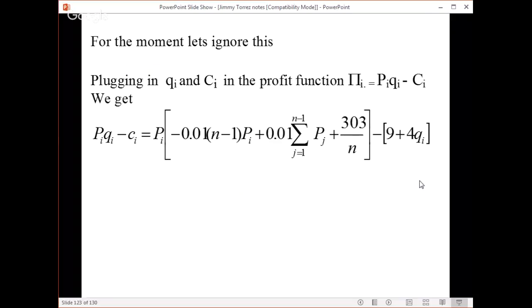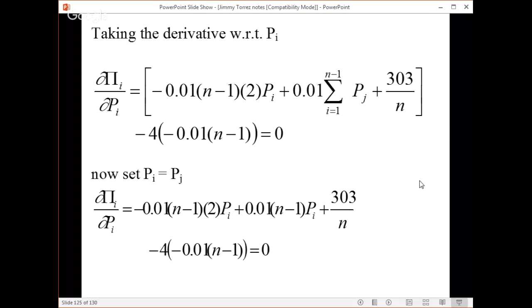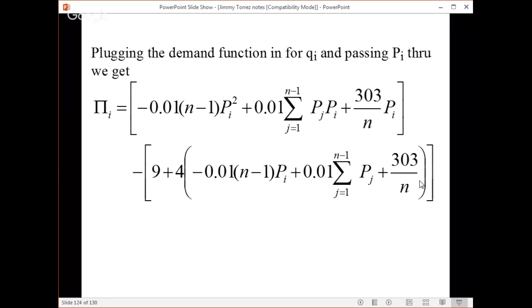So plugging QI and CI into my profit function, that's P times QI, minus CI, which is 9 plus 4 QI. Of course, I have a QI here that I want to get rid of, so I'll plug in my demand function in there. Taking the derivative with respect to PI, did I skip a slide? Yeah, I did. Okay, so I plug QI in here.